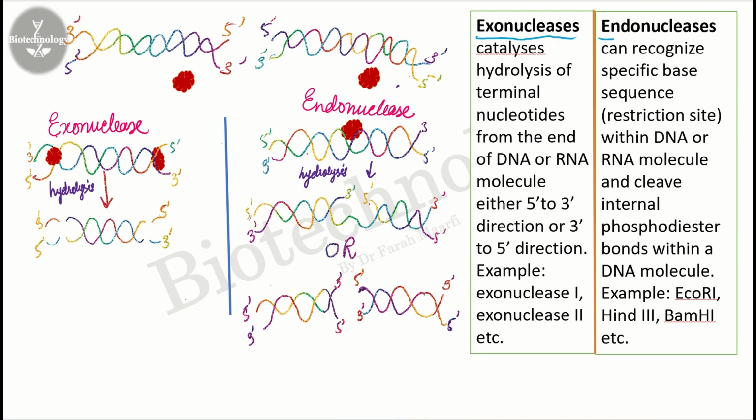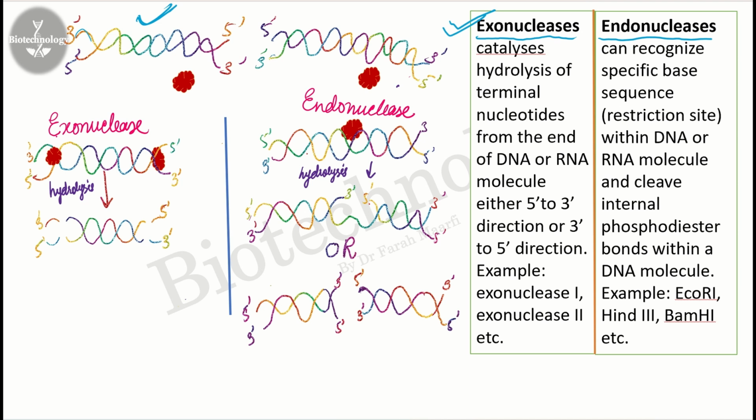exonucleases and endonucleases, let's understand how they are different from each other. If we talk about the exonucleases, exo means outside or at the ends. So it catalyzes the hydrolysis of terminal nucleotides. Suppose this is a DNA molecule. This starts from the 3 prime end, and this one starts from the 5 prime end and ends at 3 prime end, and this one ends at 5 prime end, right?